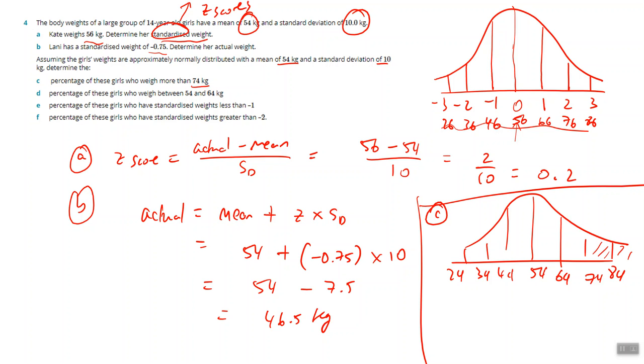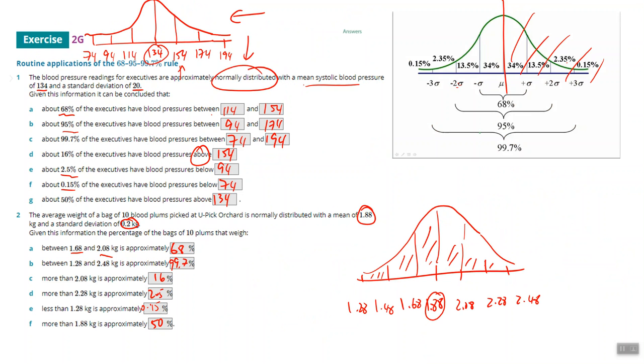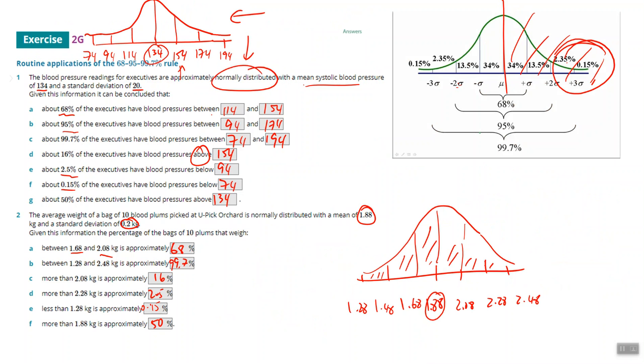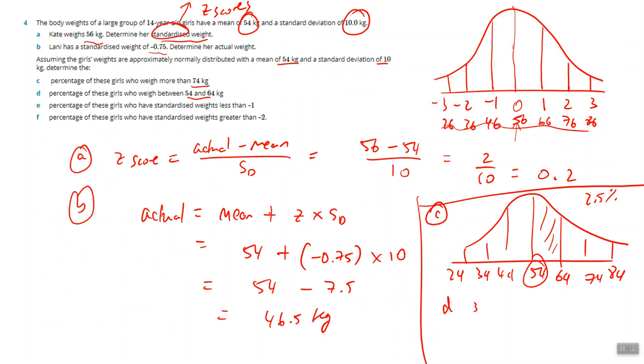Okay, and it's how many standard deviations from the mean? 1, 2, and we're more than 2 standard deviations. So we'll go back to the previous slide. More than 2 would be here. Okay, so it would be 2.5%. So C would be 2.5%, because there's that area there. D, between 54 and 64. If you go back to the previous slide, 54 and 64 is here, so that's 34%. So D, 34%.